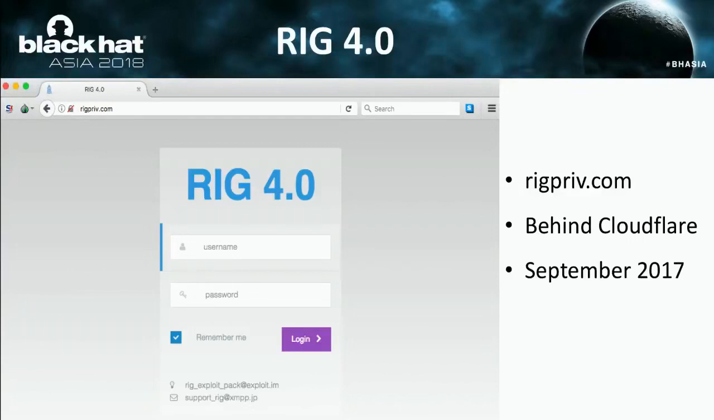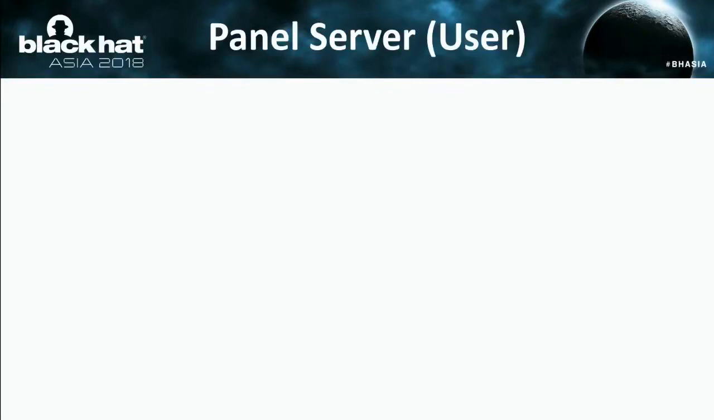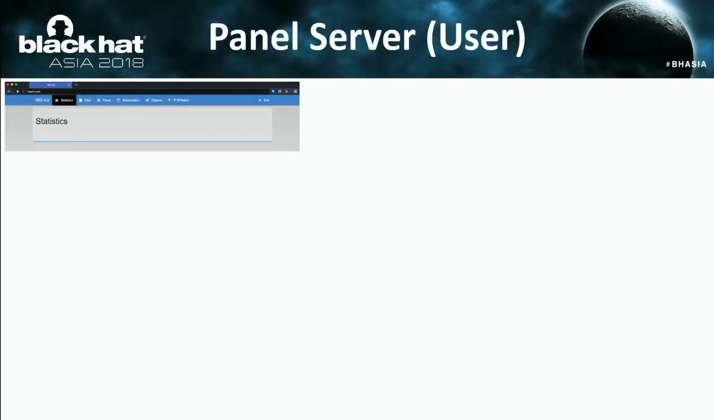And RIG4 Exploit became active last year, in September. So it's mostly used by attackers for campaigns, mostly cryptocurrency miner malware. So the attacker used RIG4 Exploit to infect the victim with cryptocurrency miner software. So this will be the user interface for the attacker. So the attacker can check the statistics, something like this.